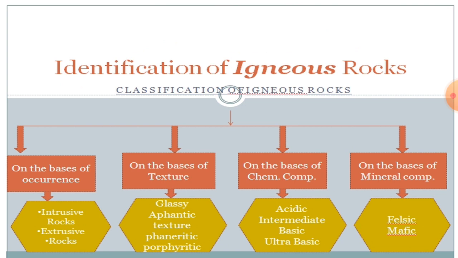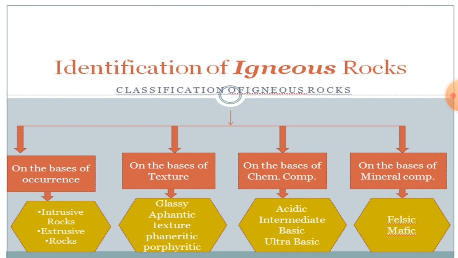Number one, on the basis of the occurrence. Second, on the basis of the texture. Third, on the basis of the chemical composition. And fourth, on the basis of the mineral composition. On the basis of the occurrence, the rocks are classified into two groups: the intrusive rocks and the extrusive rocks. Intrusive rocks are those rocks which are solidified in the inner layers of the lithosphere, while the extrusive rocks are those which are solidified on the surface of the earth.